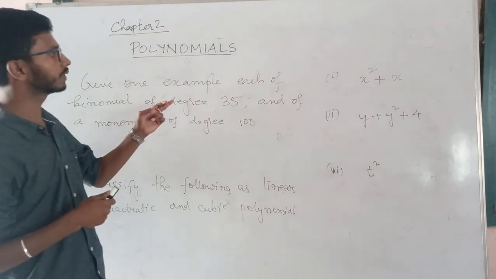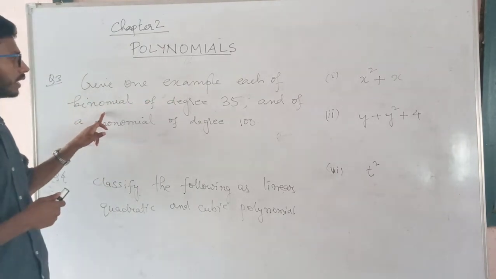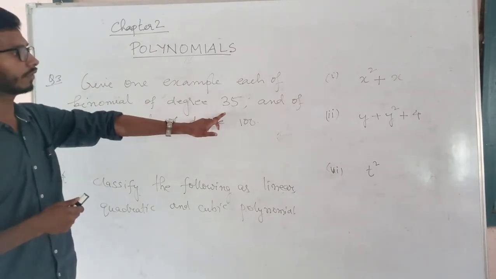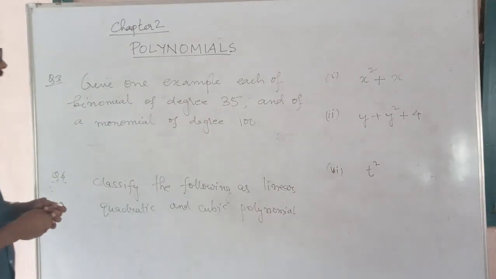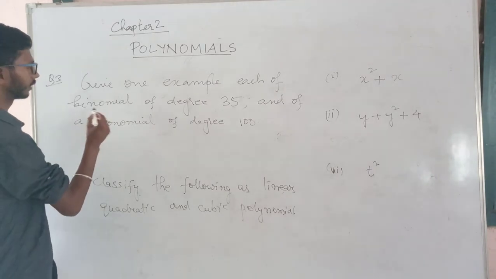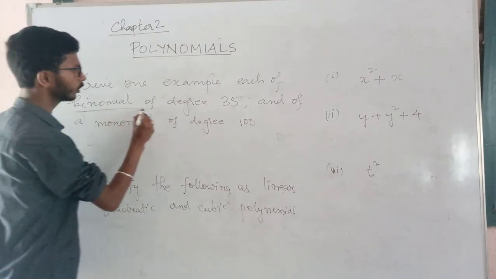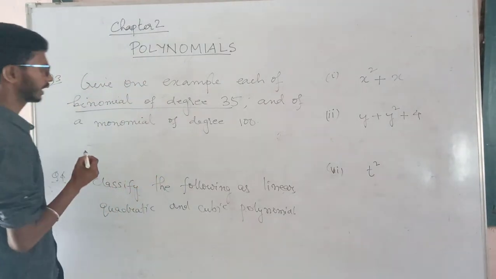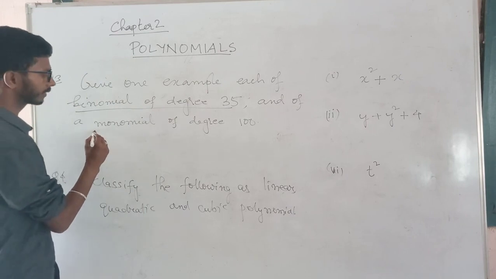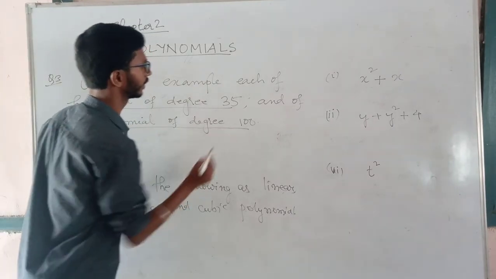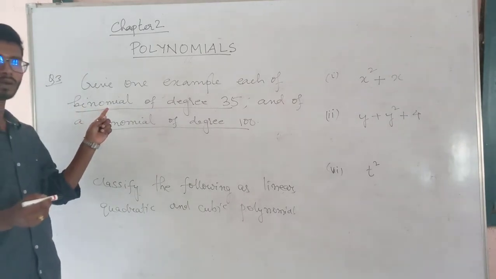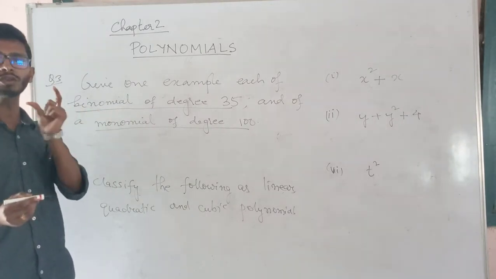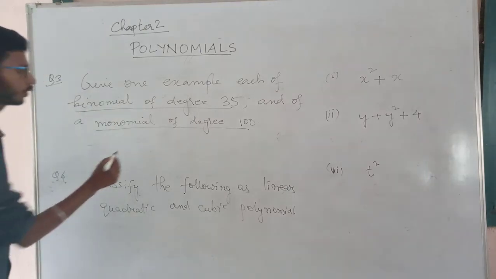Give one example each of a binomial of degree 35 and a monomial of degree 100. So we can see two questions are there. The same question has two parts. One is a binomial of degree 35 and the other one we have to form is a monomial of degree 100. Now in the previous video I have told you what you mean by binomial. So an expression which contains two terms is called a binomial.